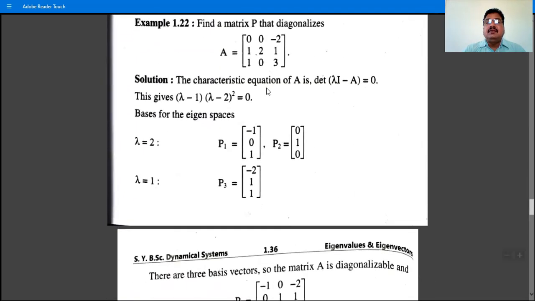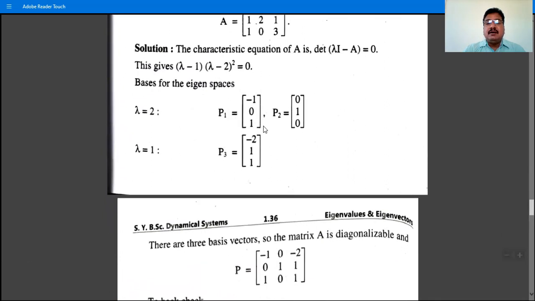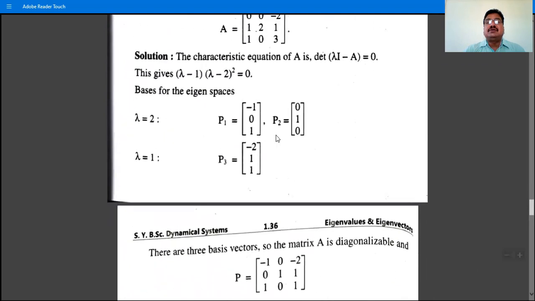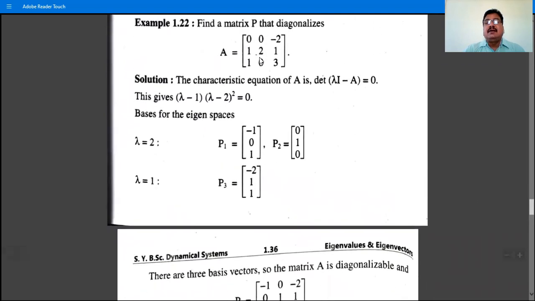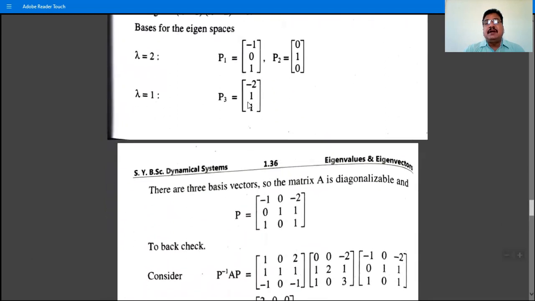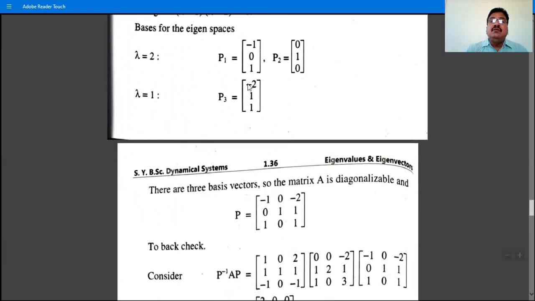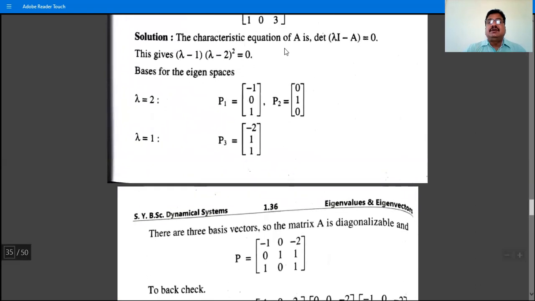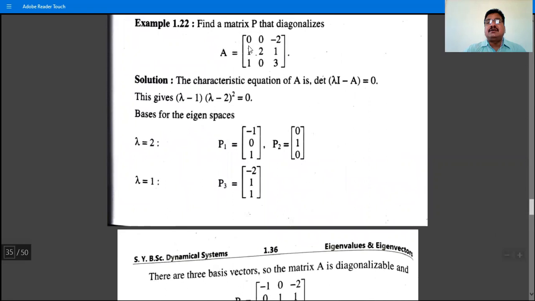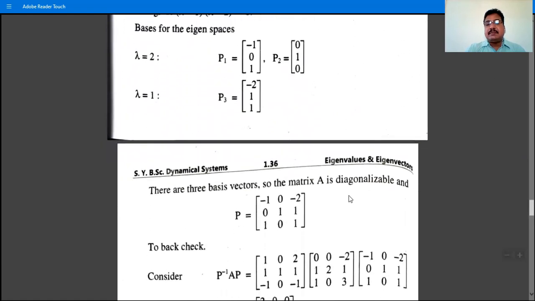But what about this example? This matrix has only 2 distinct eigenvalues. The order of this matrix is 3 by 3, and A has 2 distinct eigenvalues, but corresponding to one eigenvalue we have 2 eigenvectors, and that's why in all we have 3 linearly independent eigenvectors for the matrix A. We have 3 linearly independent eigenvectors for matrix A, and therefore A is diagonalizable.